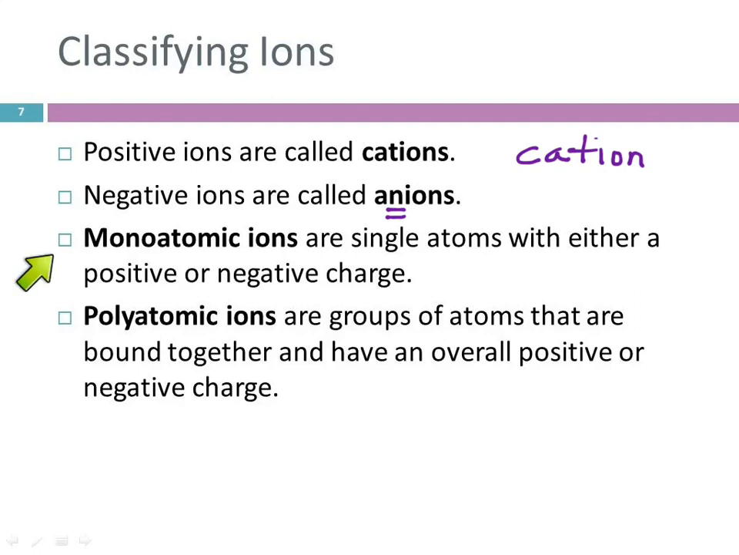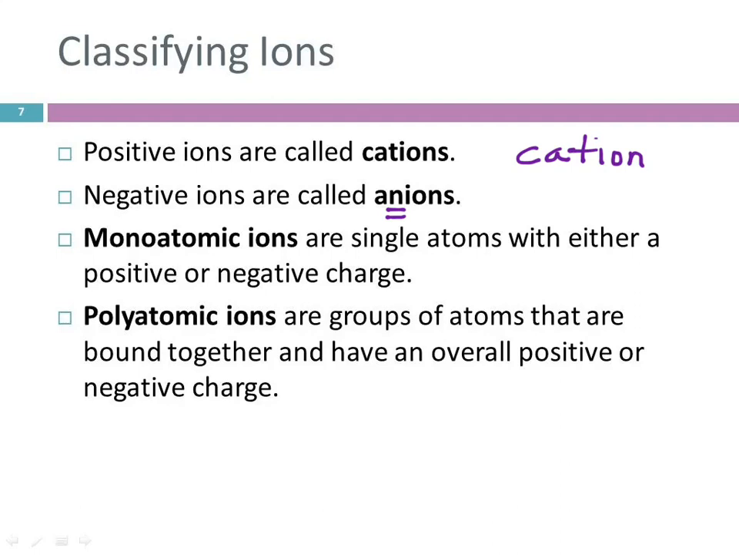And then we also think about ions in terms of how many atoms are in that. So monoatomic means 1 atom. These are single atoms. They can either have a positive or a negative charge. The charge is what makes it an ion. If it has no charge, it's an atom. Polyatomic, poly is a prefix that means many atoms. So these are groups of atoms. They're bound together, they're stuck together, and together they have overall a positive or a negative charge.